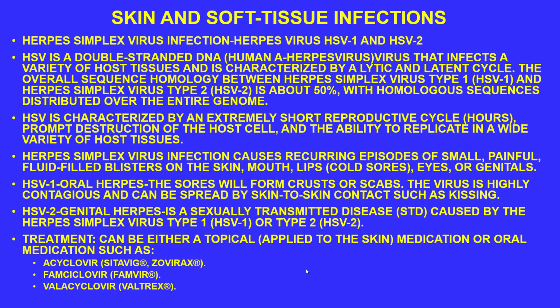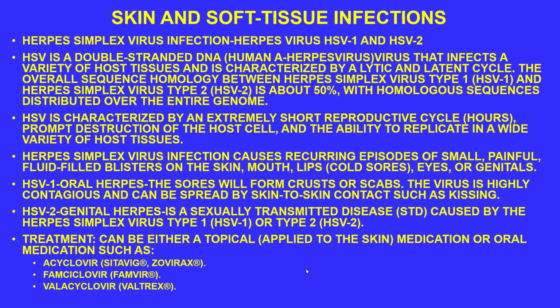HSV2 is the genital herpes, and this is a sexually transmitted disease, and it can be caused by, interestingly enough, either HSV1 or 2. Several studies were done in the 80s going into the 90s. They were starting to find HSV1, which is normally oral herpes, in the genitals, and HSV2 in the oral area. And part of that was because of the proliferation of oral sex and things like that.